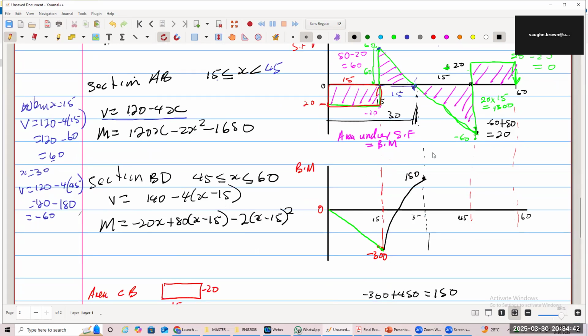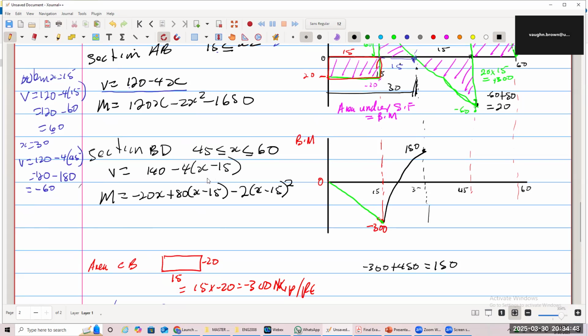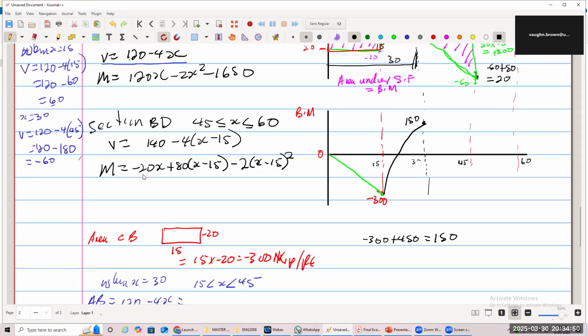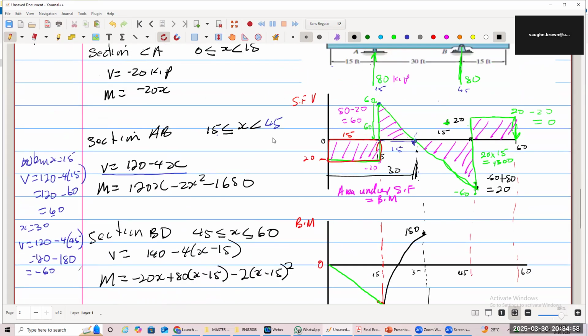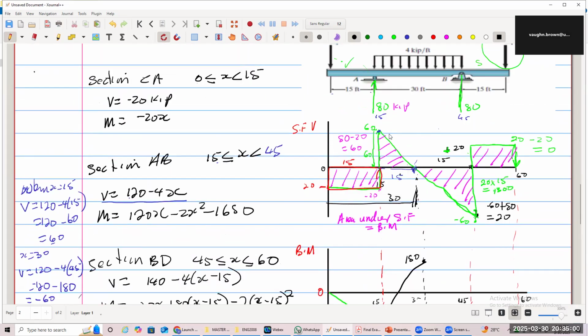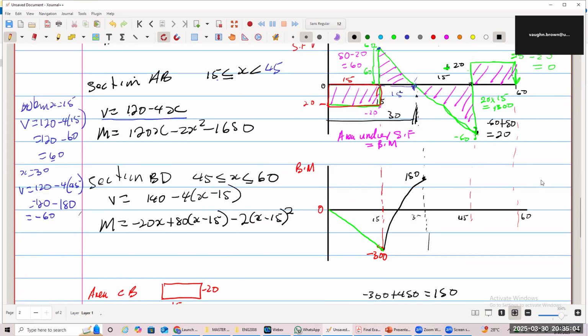And not even using the equation. If you use the equation, if you put 30 in your bending moment expression, it's supposed to give you 150. But you don't even need to do that. You just need to look underneath. Once you draw the shear, you automatically know the point.